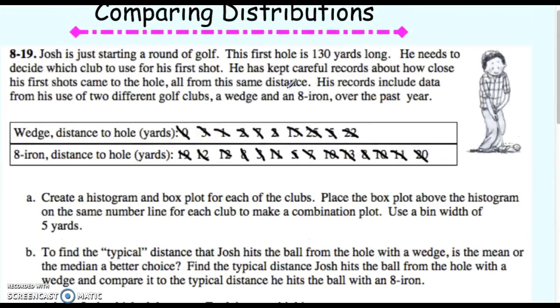Okay, the next thing we need to do is make a box plot, and to do that, first we need to put the numbers in order from least to greatest. So what I'm going to have you do is pause the video, and then write a line where you write the wedge values from least to greatest, and then write the 8 iron values from least to greatest. When you play the video again, you'll check your answers with mine to make sure you have them lined up in the correct order. Press pause now.